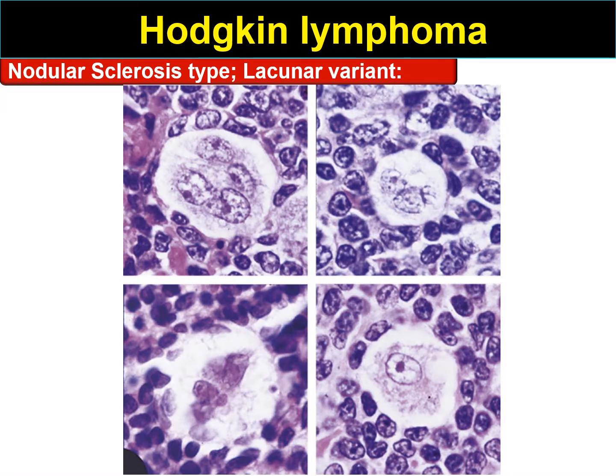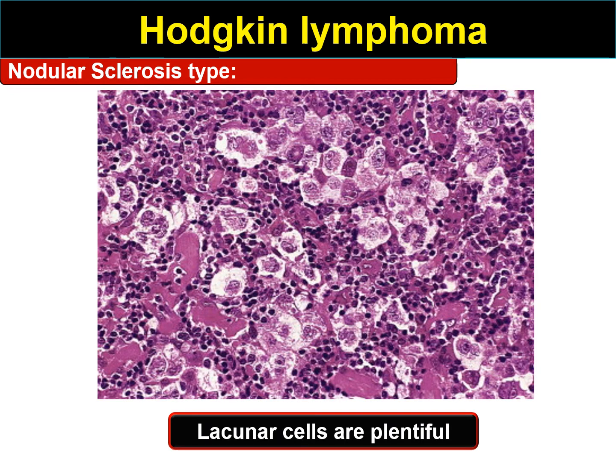As we have pointed out earlier, this nodular sclerosis type is associated with lacunar variant. So here you can see that there is presence of these lacunar cells, Reed-Sternberg cells of lacunar variety, that are present in the nodular sclerosis type. This is another photomicrograph that is showing that there are many lacunar cells that are present in the background of inflammatory cells.